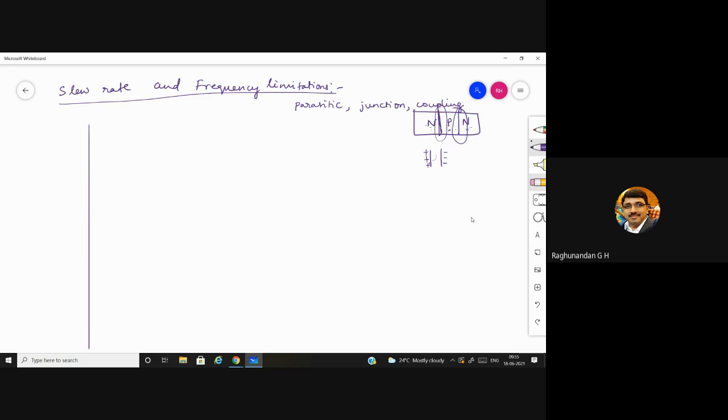Can you repeat, sir? Negative. Positive, sir. Positive, right? Positive, because it contains majority charge carriers as holes. The N layer contains majority charge carriers as electrons. We can consider it a negative layer. So when you compare this with the capacitor, even a capacitor has a positive plate and a negative plate, and between them we have a dielectric medium.